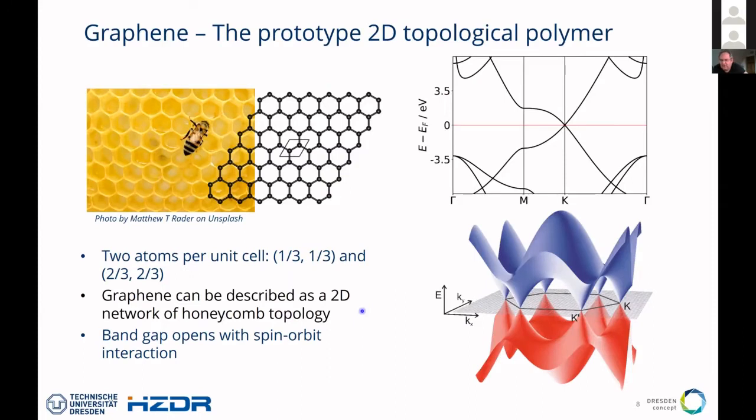So you all know graphene, right? And you all know graphene because it is kind of special, and the Nobel Prize was given, and it's two-dimensional, and it is very stable, et cetera. But graphene is also the prototype two-dimensional topological polymer. If you look at graphene, it has a lattice structure like a honeycomb lattice, as you can see here. And if you want to describe this, you only need to describe two atoms. You put these two atoms in a unit cell, and then you can calculate the band structure.